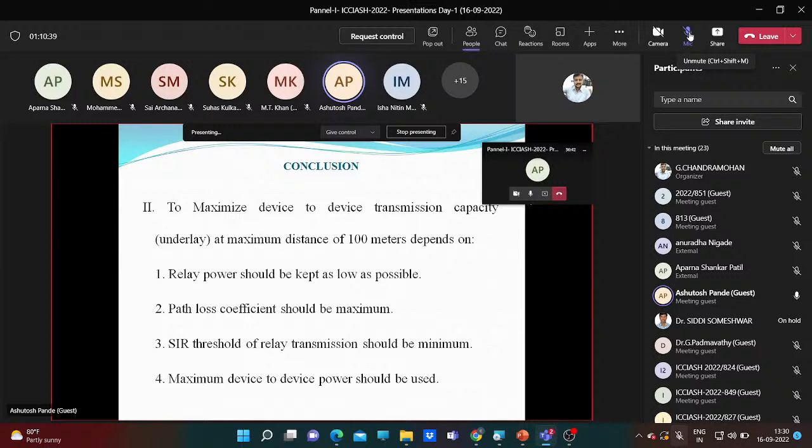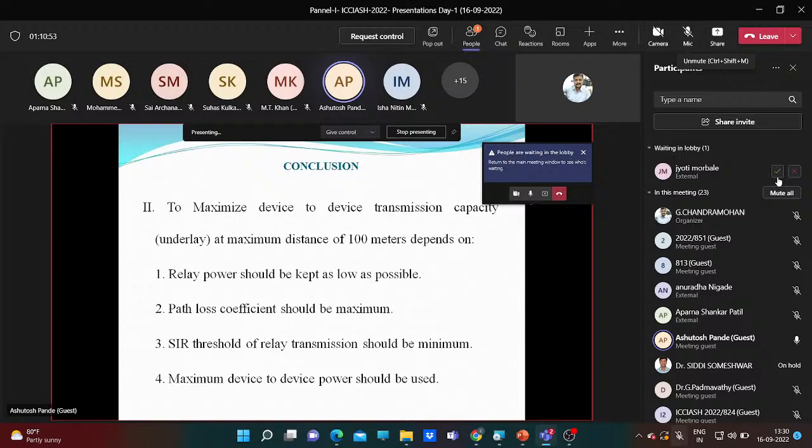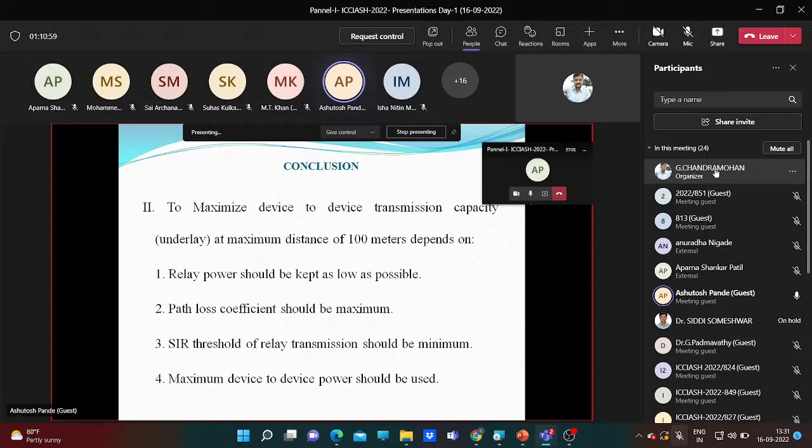And secondly, to maximize device to device transmission capacity, that is underlay, at a maximum distance of 100 meters, it depends on the following. First, relay power should be kept as low as possible. Second, path loss coefficient should be maximum. SIR threshold for relay transmission should be minimum. Maximum device to device power should be used.